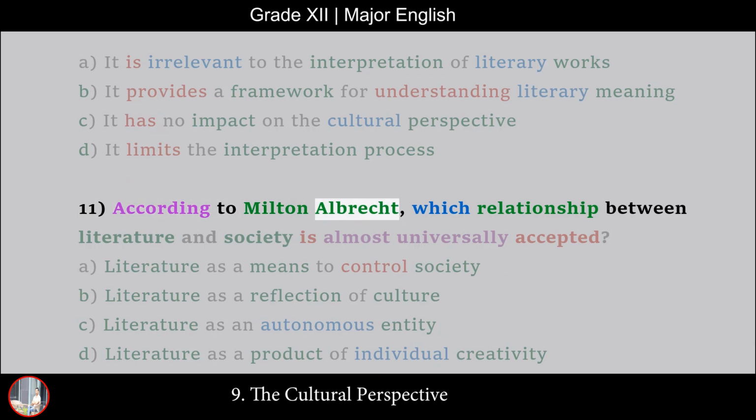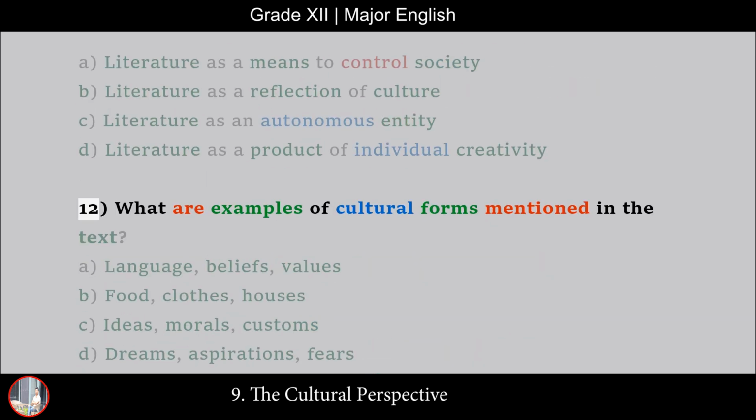11. According to Milton Albrecht, which relationship between literature and society is almost universally accepted? A. Literature as a means to control society. B. Literature as a reflection of culture. C. Literature as an autonomous entity. D. Literature as a product of individual creativity.